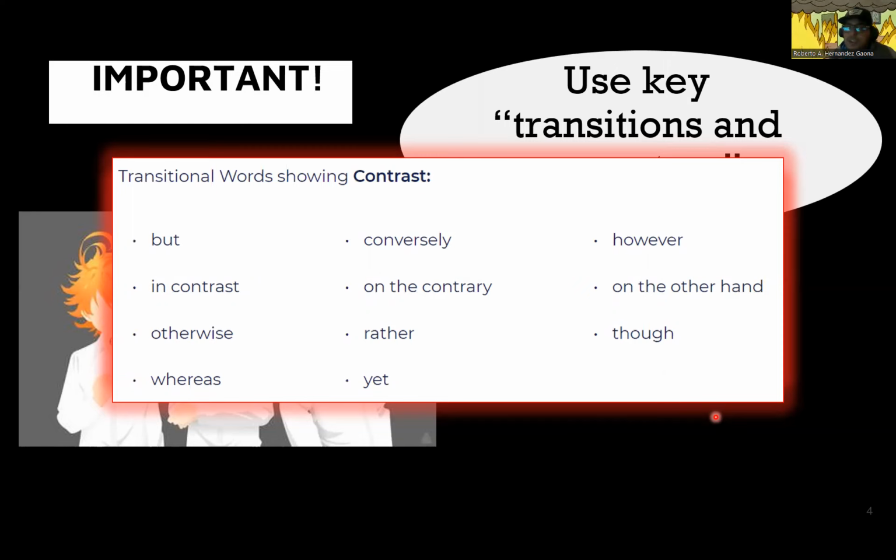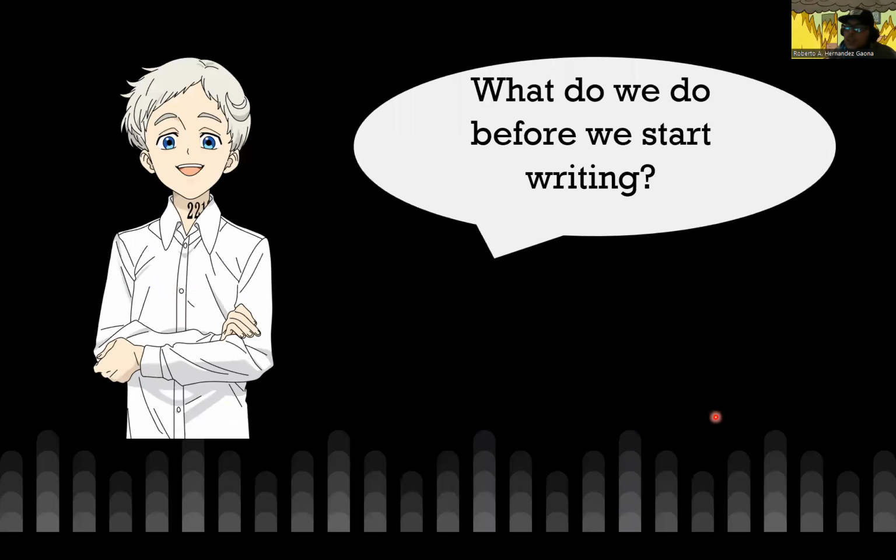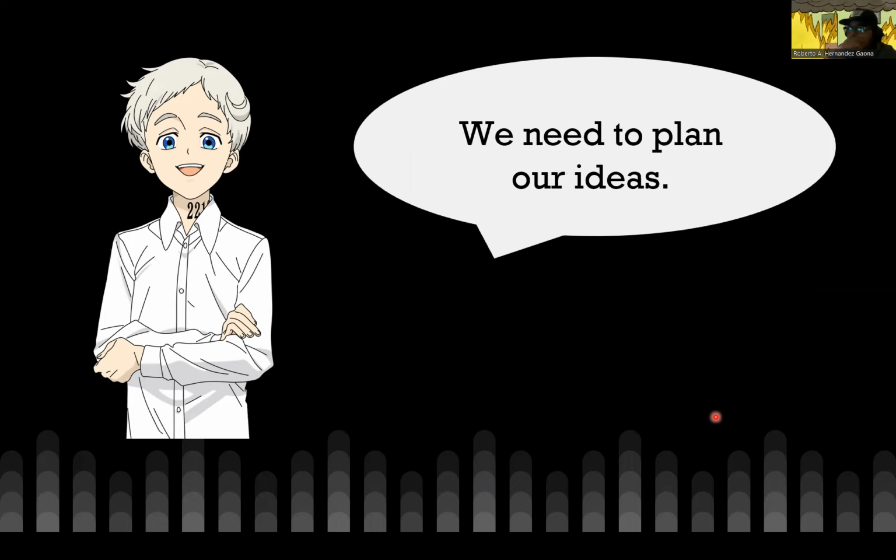After we saw these keywords, how can we start a compare and contrast paragraph? Well, the first thing would be brainstorming, right? That's the first step to writing. But once we know what topics we want to compare and contrast, we need to plan our ideas. That's the reason why we use graphic organizers, right? In this case, we're going to use the Venn diagram.